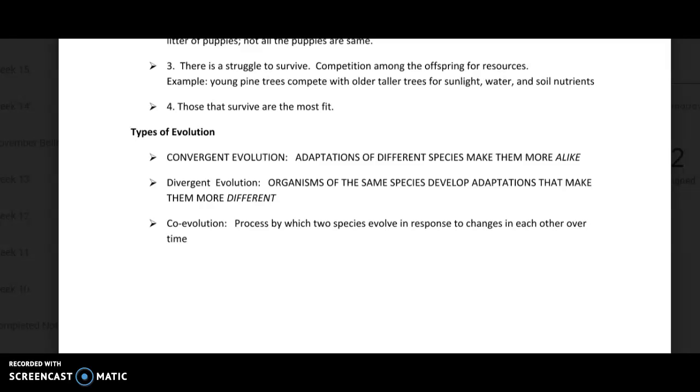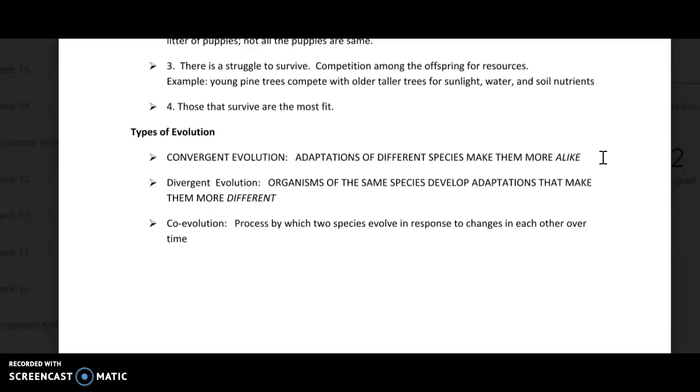We talked a little bit about divergent yesterday. Becoming more different. So organisms of the same species develop adaptations that make them more different. That was divergent. And convergent is kind of the opposite. Adaptations from different species make them more alike. So organisms that are living in the same area, even though they're not the same species, may develop similar traits.